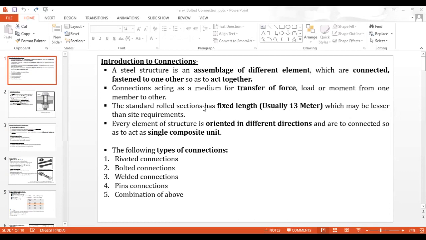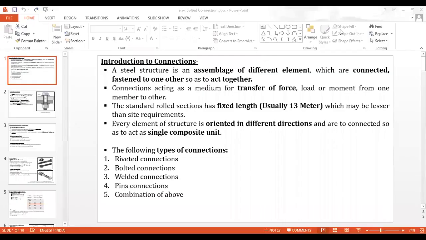The standard rolled sections have a fixed length, usually 30 meters, which may be lesser than the site requirements. Every element of a structure is oriented in different directions and connected so as to act as a single composite unit.